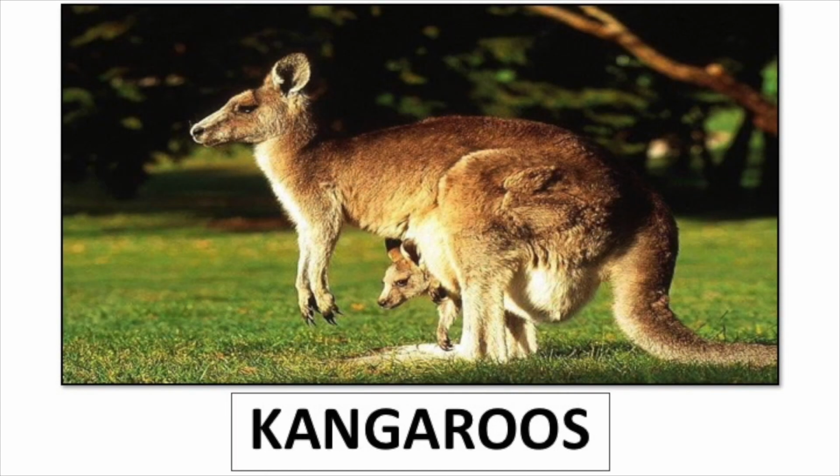How about this animal? Kangaroo. Now, do you know what's special about the kangaroo? Yes, it has a pouch in its front. You can see this is a mummy kangaroo, and here is the baby kangaroo. And the mummy kangaroo has a pouch to keep its young in the front. Now, where do kangaroos live? On land. They are land animals.